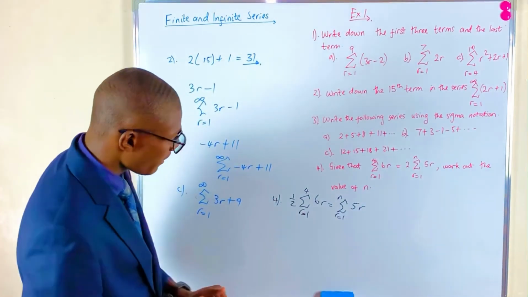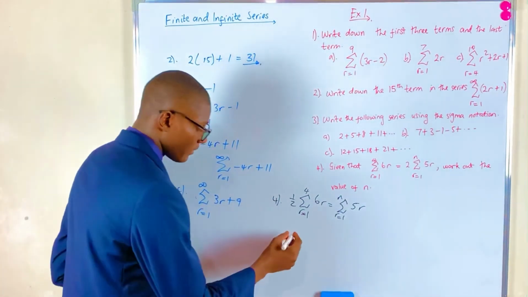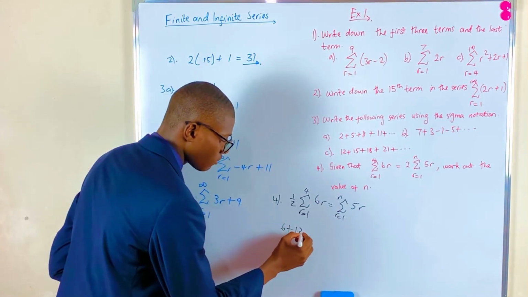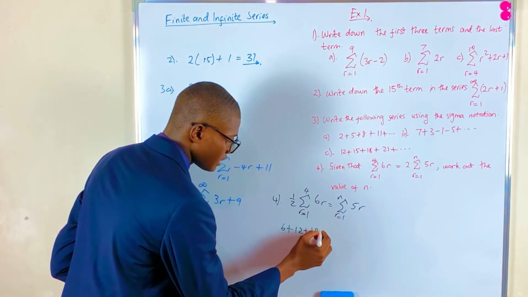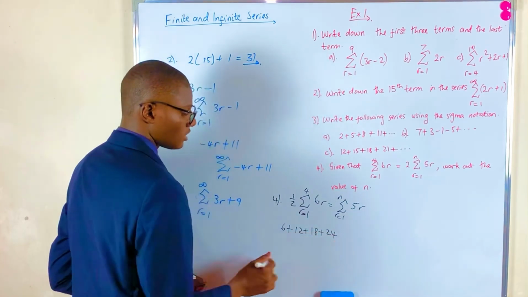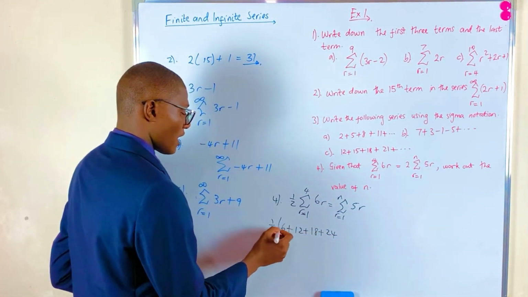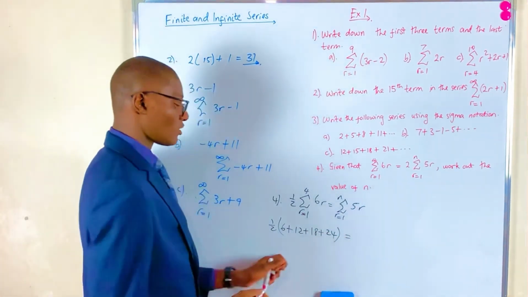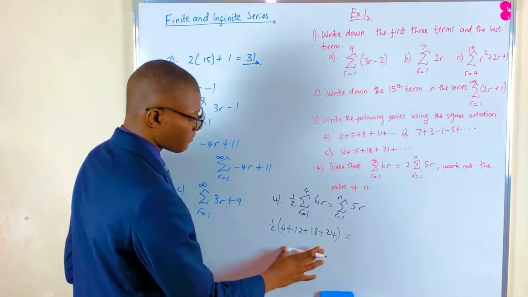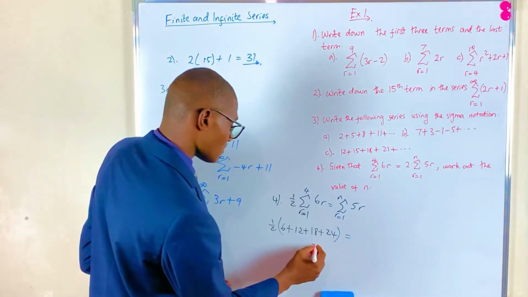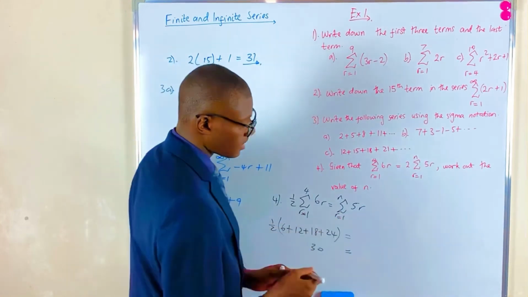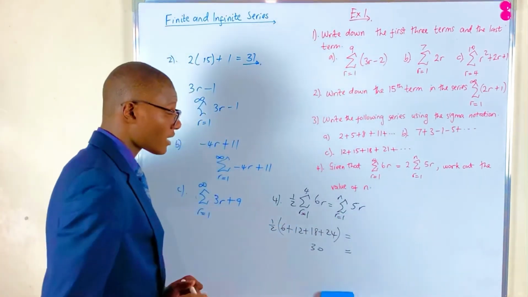So now if you carry out the summation, when r is equal to 1 we've got a 6, plus when r is equal to 2 we've got a 12, when r is equal to 3, 18, when r is equal to 4, 24. So these are the first four terms, and we carry out the summation, then multiply by half. Here we shall get 60. 60 divided by 2 gives us 30. Right, so 30 is equal to the summation from r is equal to 1 up to n.